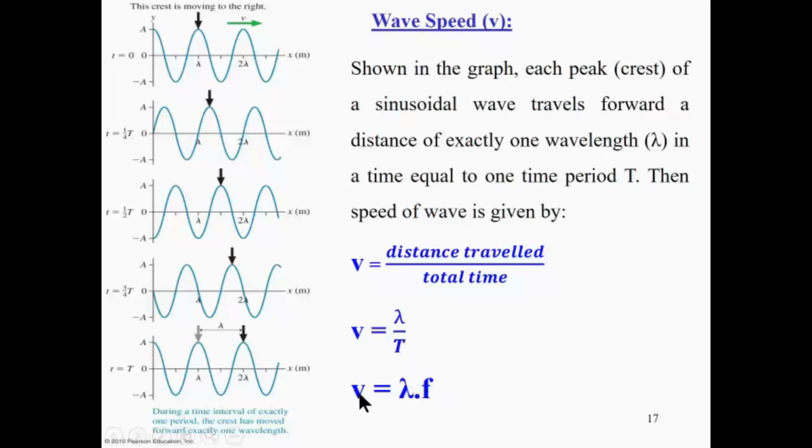So this is a very important relation. The speed of any wave, and this is not the transverse speed of the particle of the medium, this is the wave speed, the wave pattern speed, is given by lambda times frequency. The wavelength times the frequency is the wave speed. This is a very important relation that we're going to need for numerical calculations.